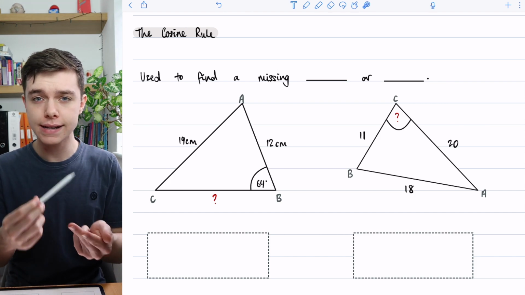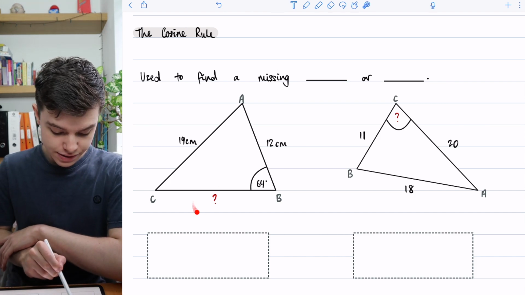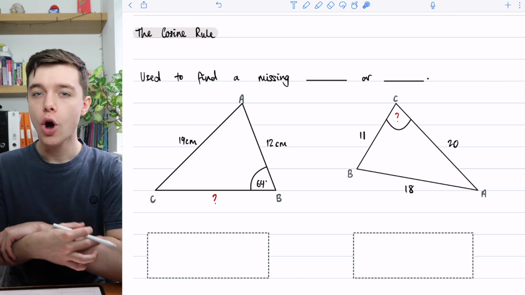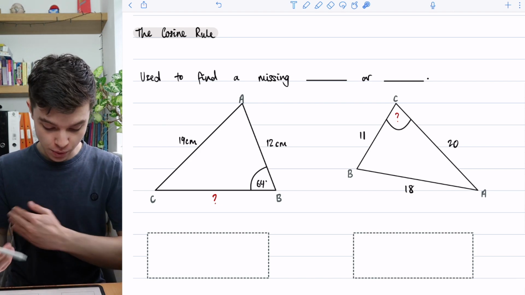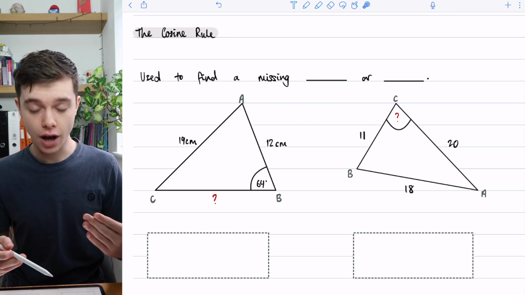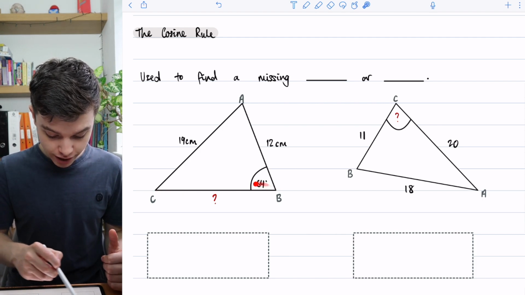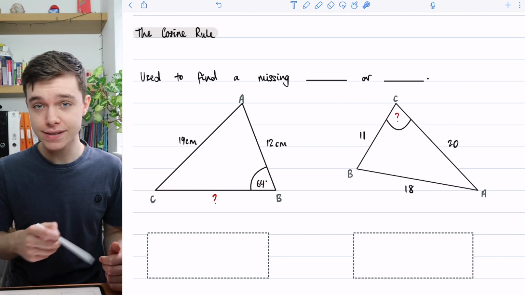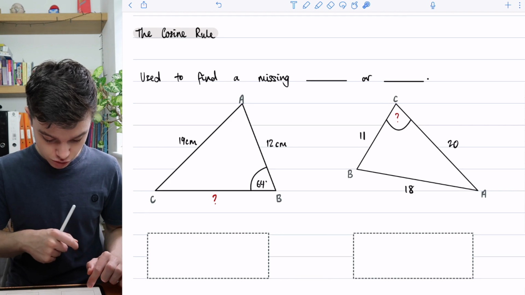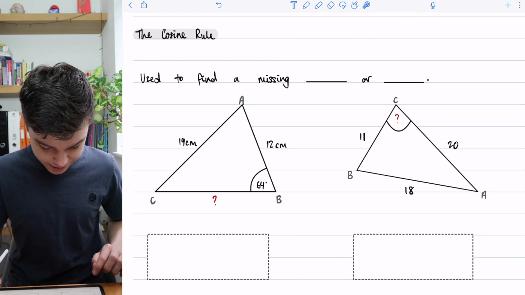So we have two sides and an angle, and we don't know this side. In a question, if we were asked to use the cosine rule here, we'd want to work out the length of this side, BC. We'd want to work out the length of that side.